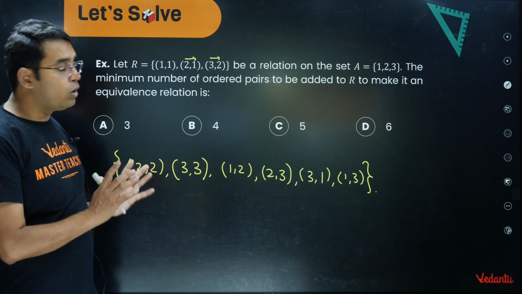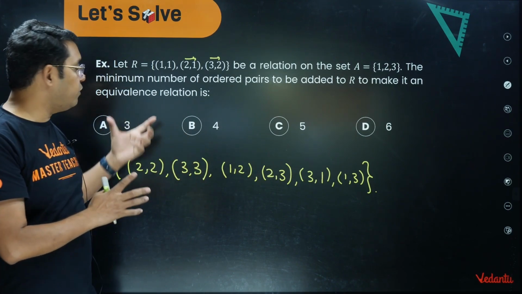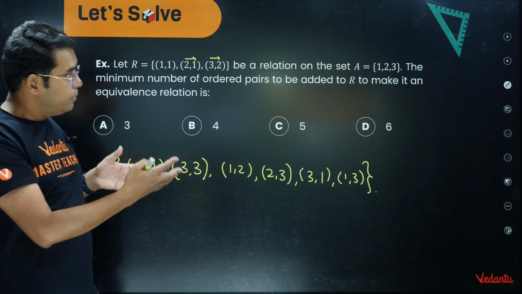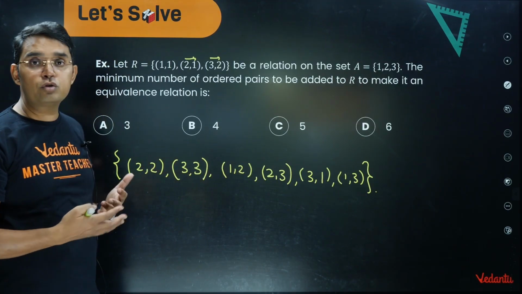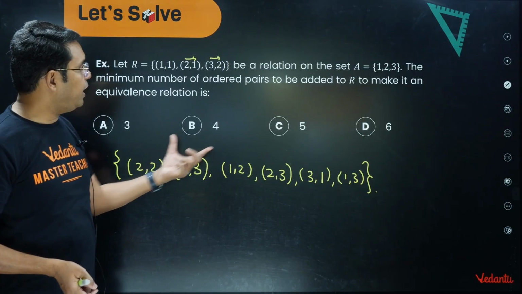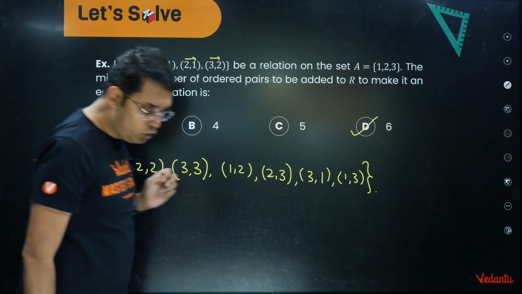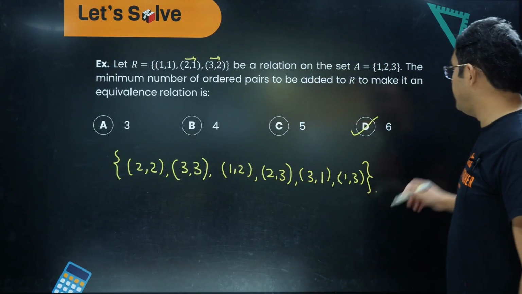That means in order to make this relation an equivalence relation, you have to have the complete Cartesian product A into A, which we also call the universal relation. So here the answer will be 6. That means 6 ordered pairs need to be added here. So the answer for this will be 6.